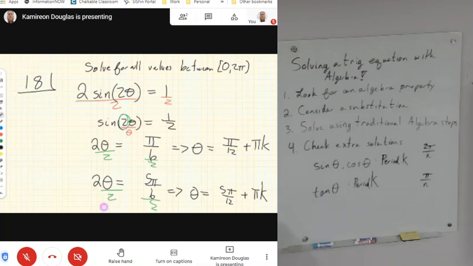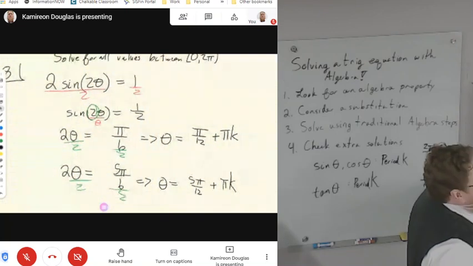Because this gives me all of the answers, right? We have pi over 12 plus pi k. We have 5 pi over 12 plus pi k. That gives me every possible answer. But I only really want the answers that are between 0 and 2 pi.